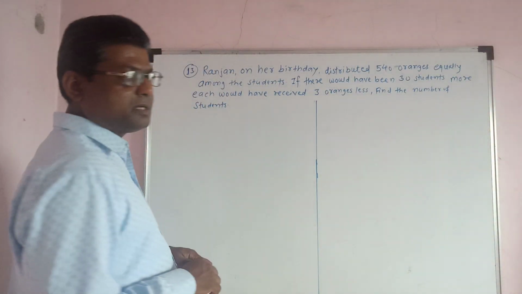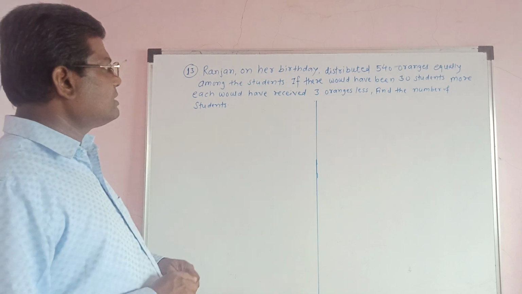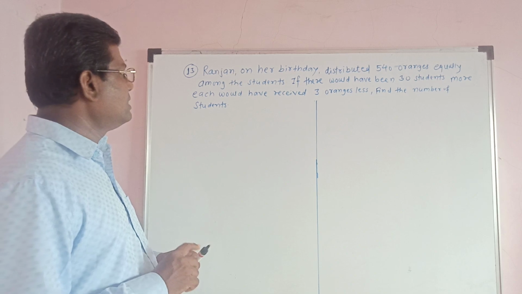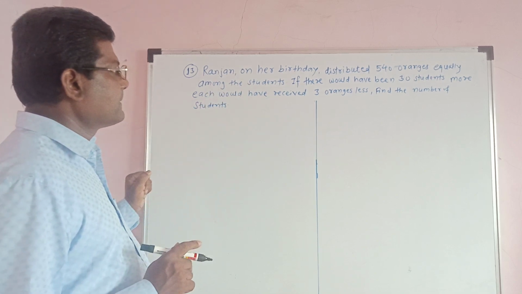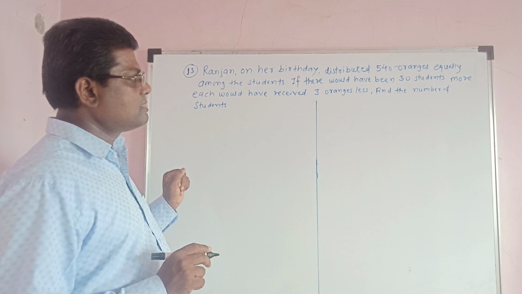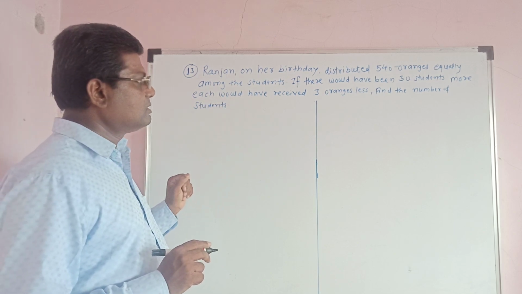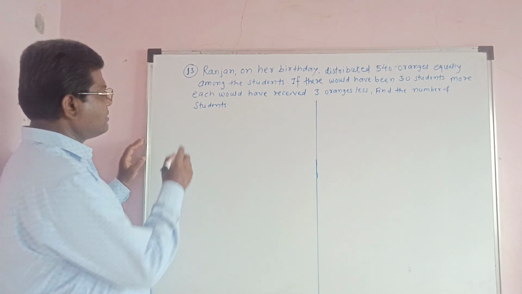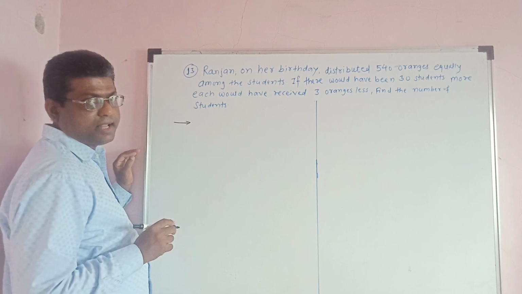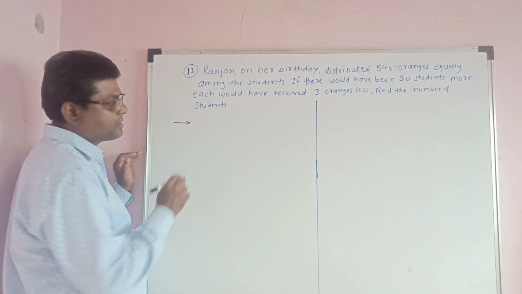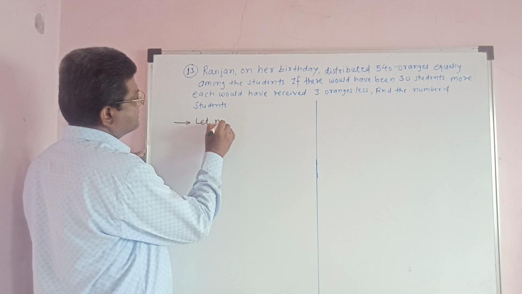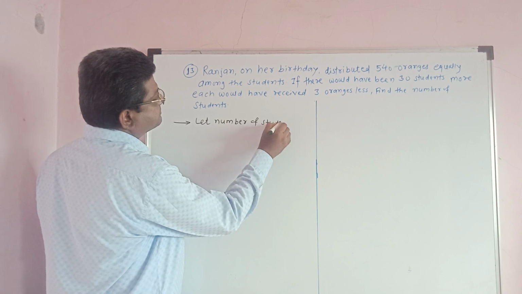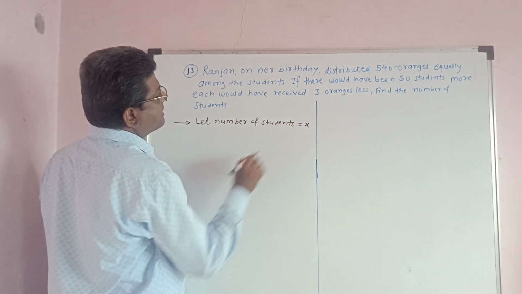Now example number 13. Ranjan on her birthday distributed 540 oranges equally among the students. If there would have been 30 students more, each would have received 3 oranges less. Find the number of students. Now let us solve this example. Let number of students is equal to x.